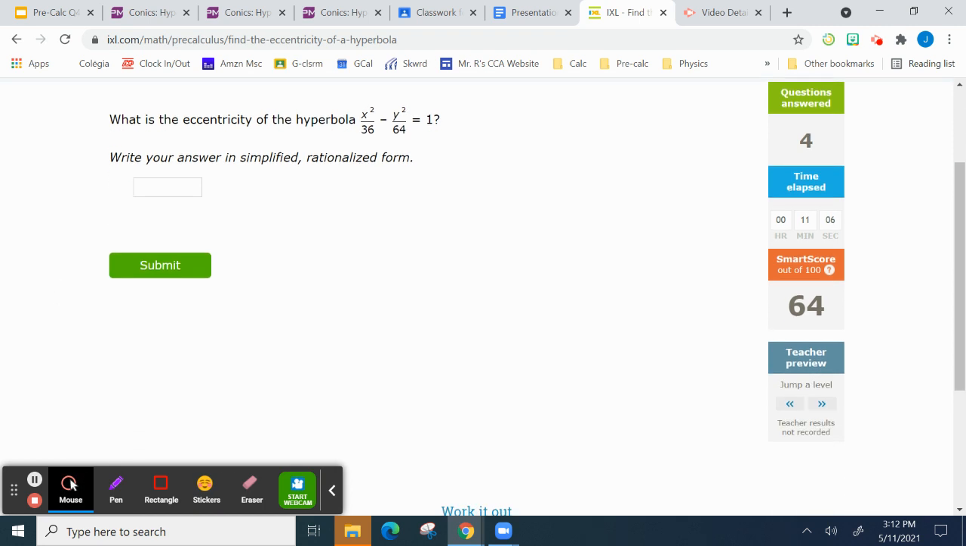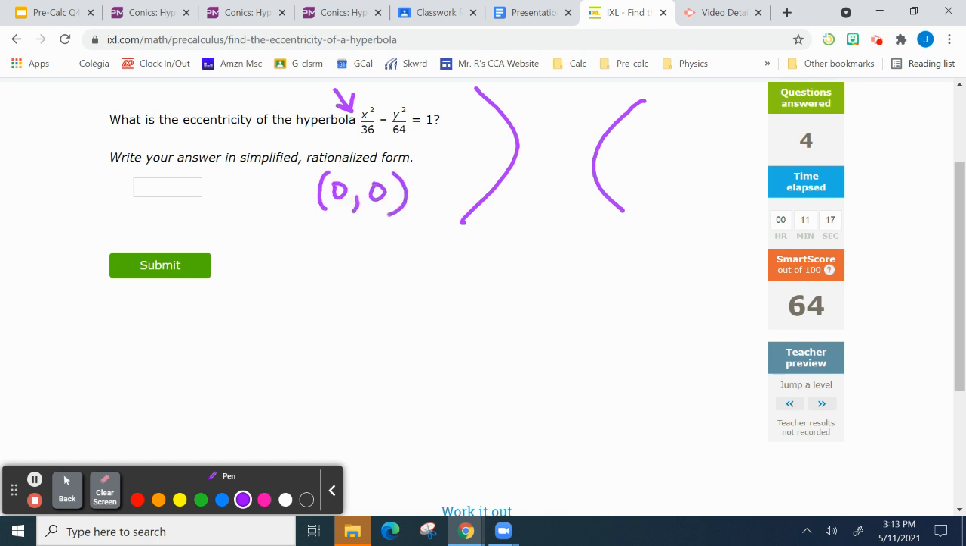All right, so again, let's just talk briefly. This is what? X in front, so it's going to be left and right. And the center is going to be 0, 0. A is going to be 6 because it's the square root of 36, right? And B is the square root of 64 equals 8. I should be writing this. And now you got everything you need to know.